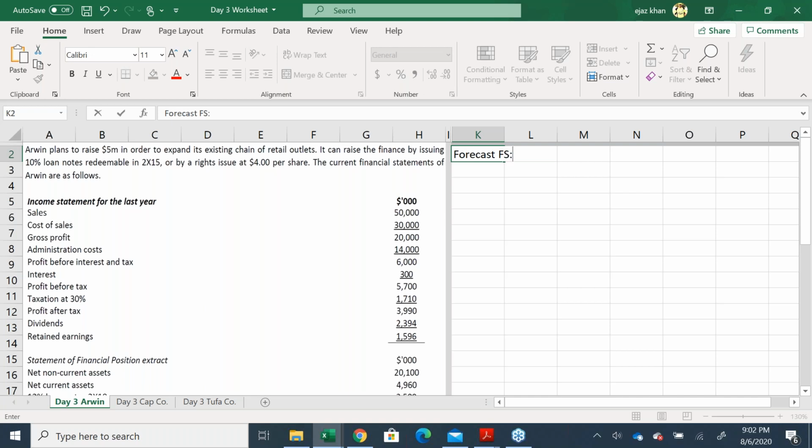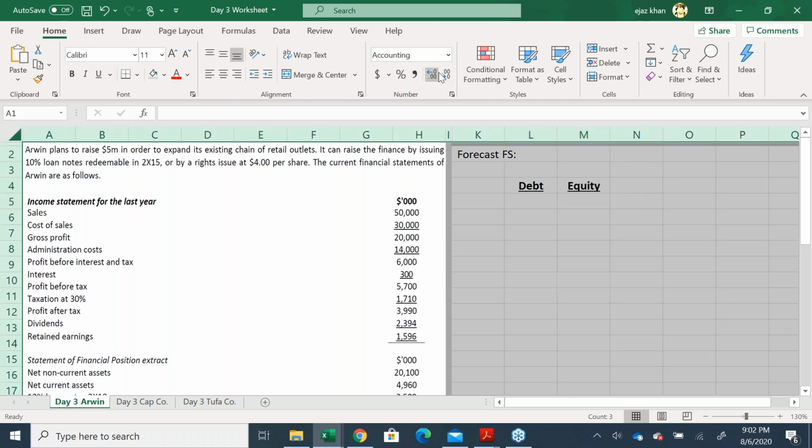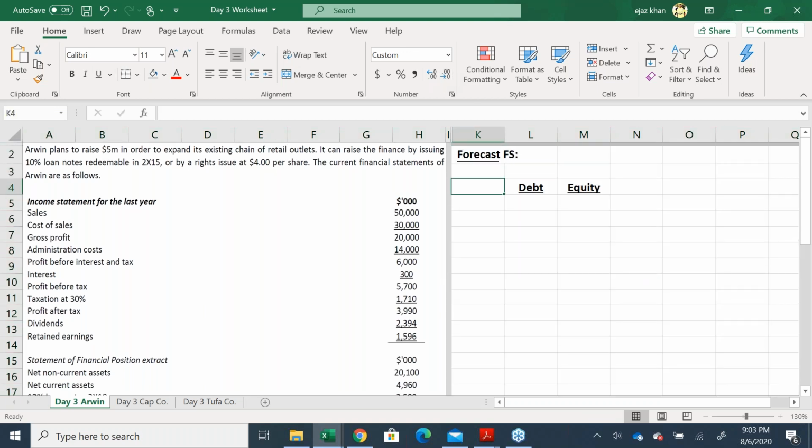Forecast FS. Okay, and let's move with both debt and equity. So debt and equity. So prepare 2 columns. Okay, let's start with sales.